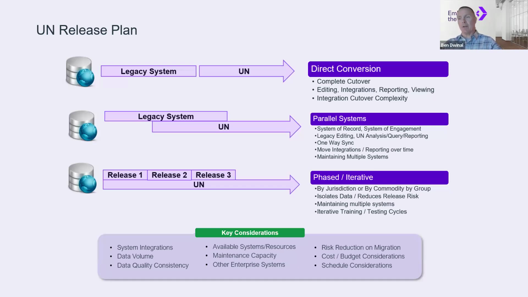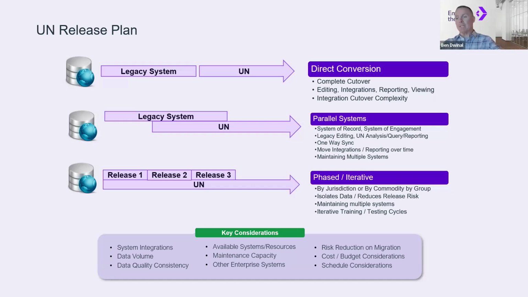Maybe some of the downsides with the direct conversions would be complexity and risk for the release. Knowing that you have to move all integrations, all reporting, everything at once alongside your GIS, it increases the complexity of that move. So that's kind of maybe a downside. I would say another downside is your cutover window may be a little bit longer or quite a bit longer than if you're doing an iterative release or a parallel system. So that's just thinking through some of the different factors of it.